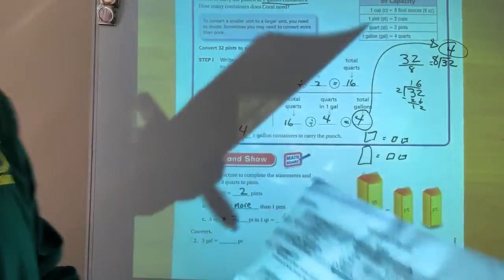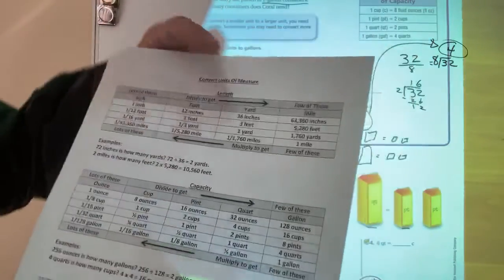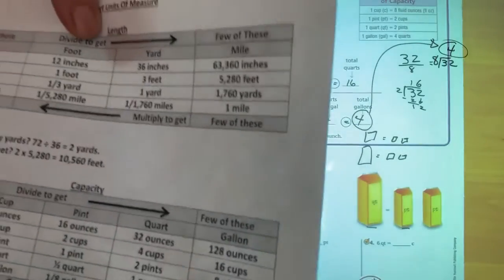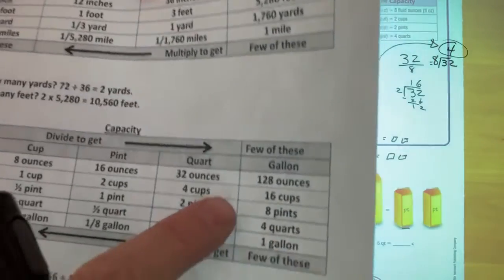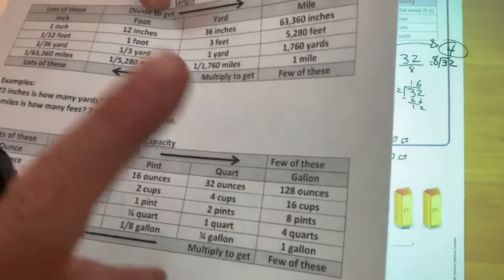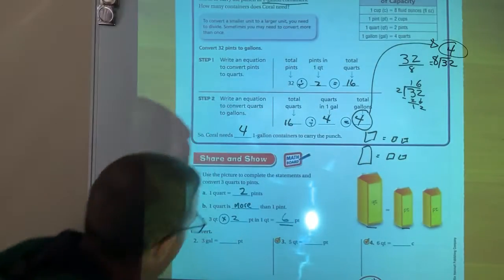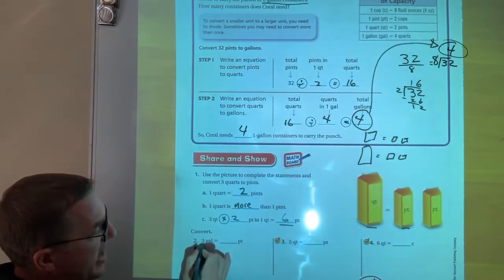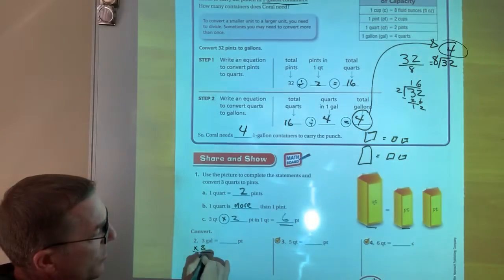So I look at my chart here, and I go to gallons. And for gallons, there we are, it says 8 pints. Remember, if it's a whole number, I'm going to multiply. So I take my 3 times 8, and I get 24.